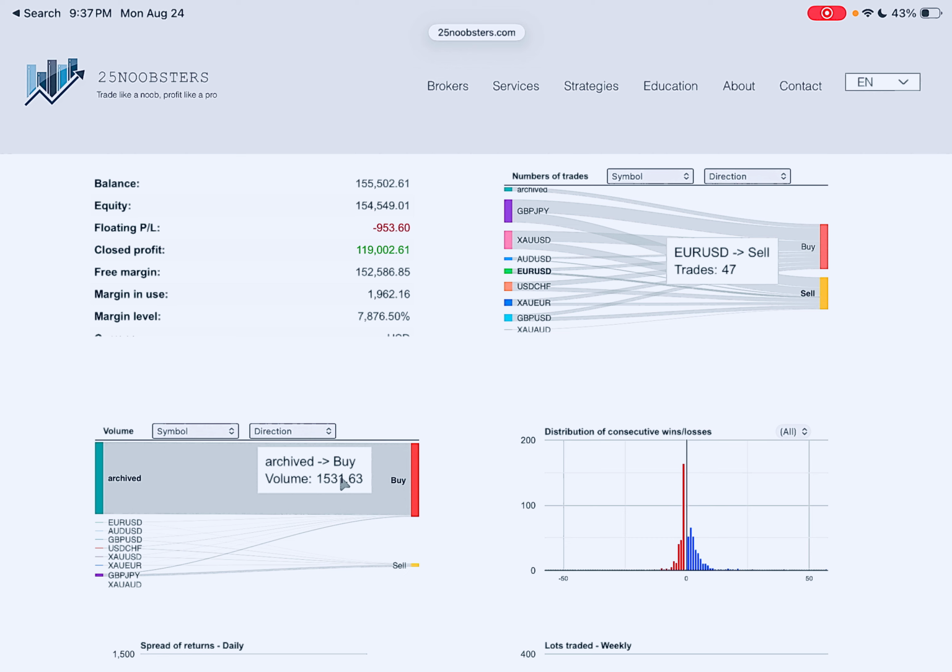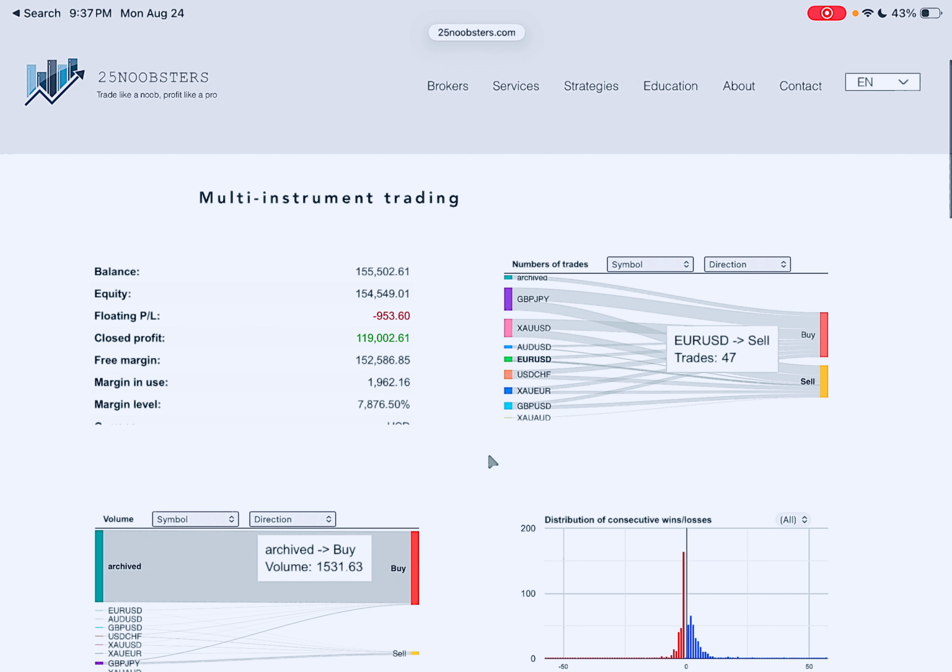Anyway, that's why 1531 lots were archived, and these entries were made as archived entries, which you can see in the trading history, because we are also showing the MT4, MT5 screen recordings.